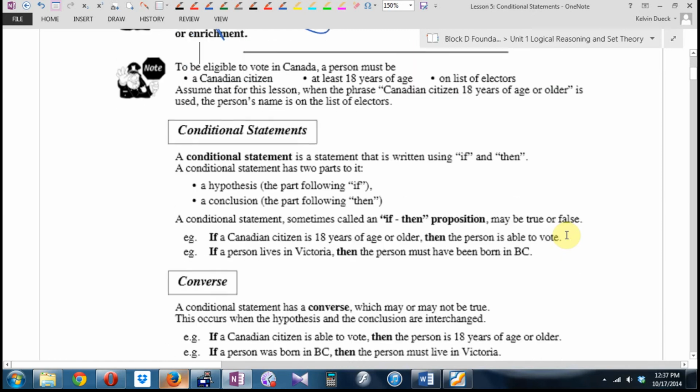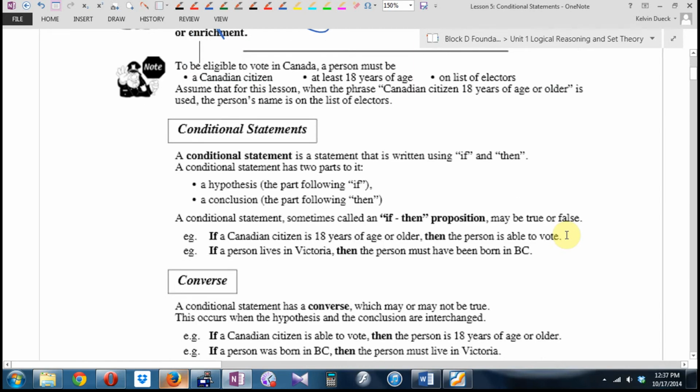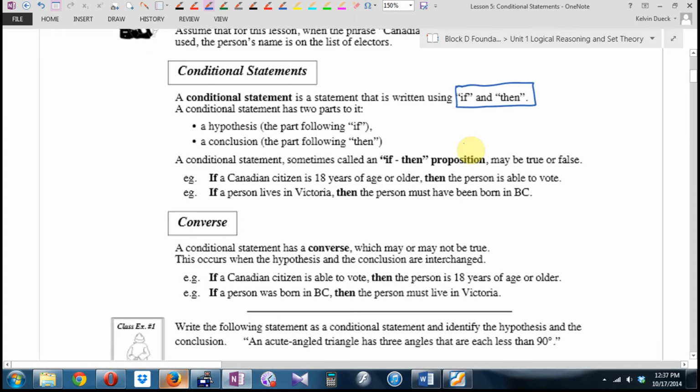You ready? A conditional statement is a statement that is written using if and then. Any of you that have done programming, you have used if-then statements like crazy. A conditional statement has two parts to it. A hypothesis, the if this is true. Then a conclusion, the then part. A conditional statement, which is often called an if-then proposition, may be true or false.